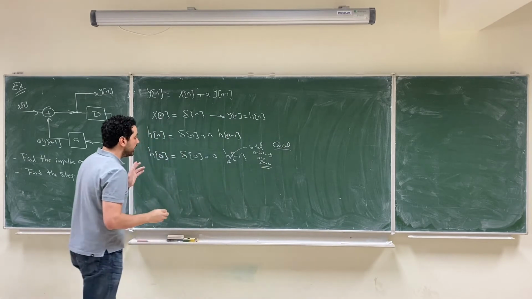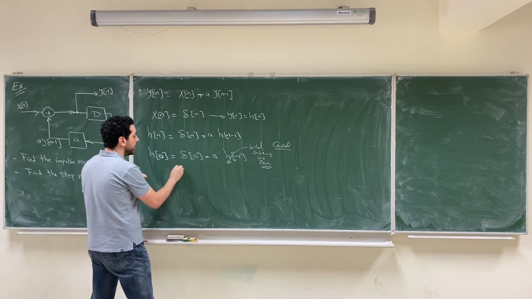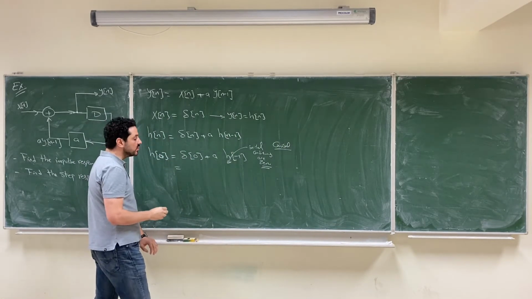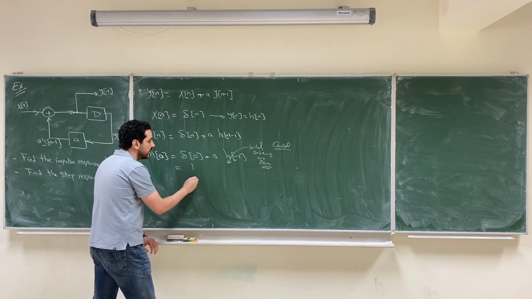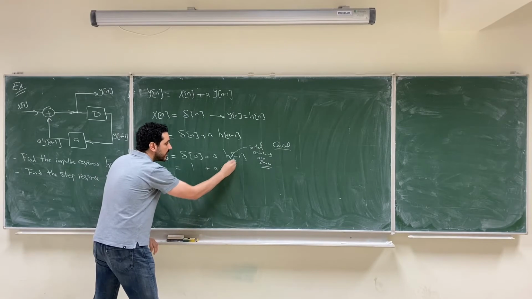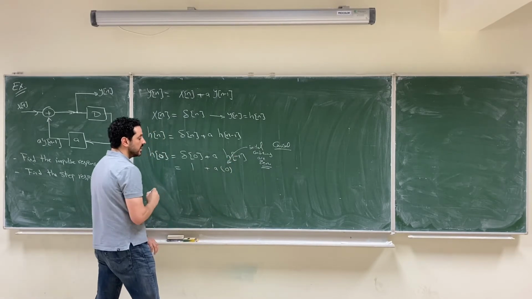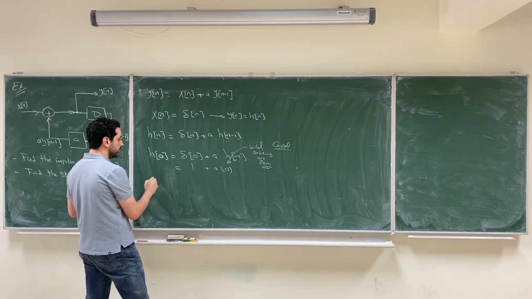Okay? So in this case, h of 0 will be delta 0. What is the value of delta 0? We said that delta appears only at 0, so delta 0 is 1, right? Plus a multiplied by 0. So h of 0 will be 1.